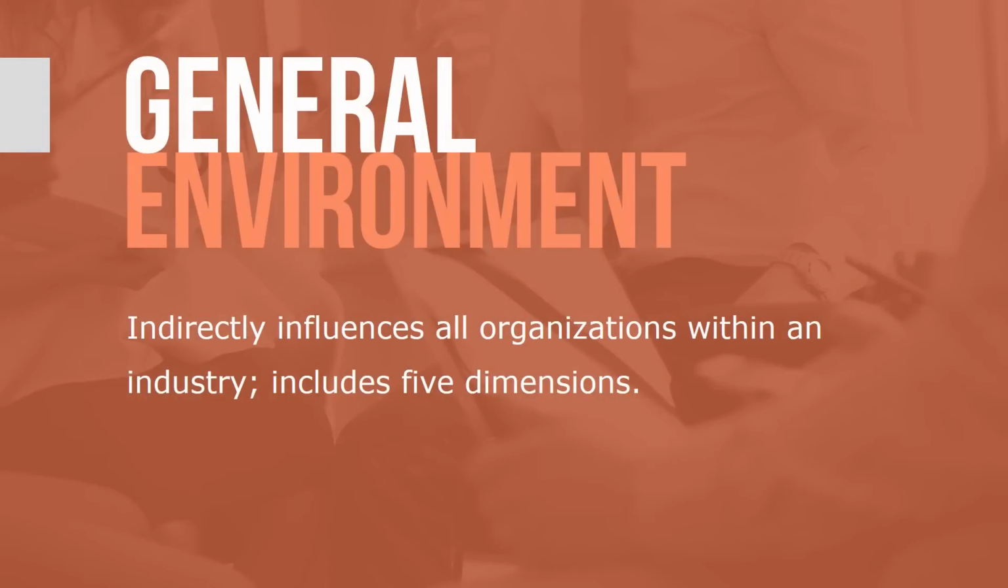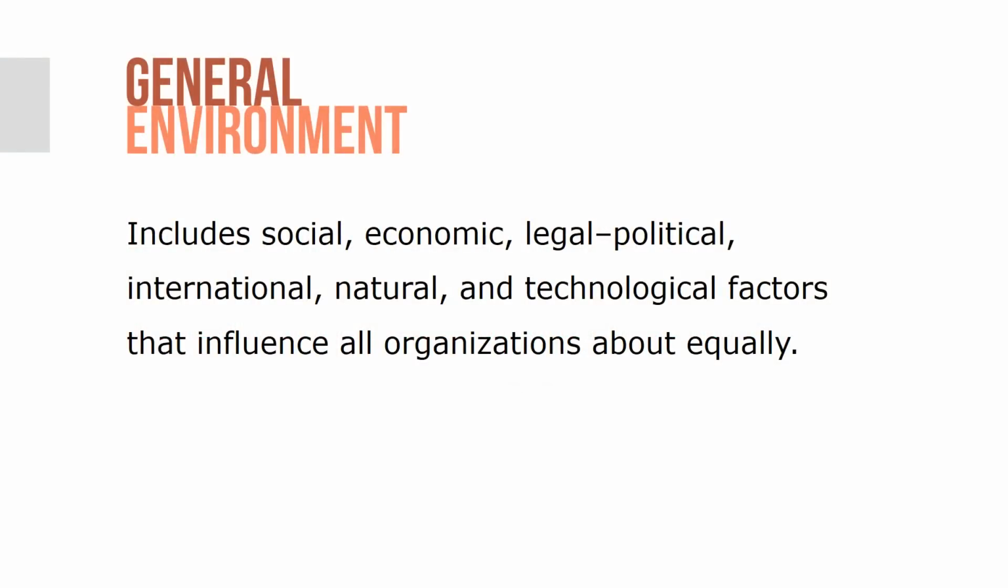The general environment indirectly influences all organizations within an industry, and it includes five dimensions. The dimensions of the general environment are social, economic, legal, political, international, natural, and technological factors that all influence organizations about equally. Changes in federal regulation or economic recessions are part of the organization's general environment, as are shifting social attitudes towards matters such as how and where products are used or made. These events do not directly change day-to-day operations, but they do affect all organizations eventually.